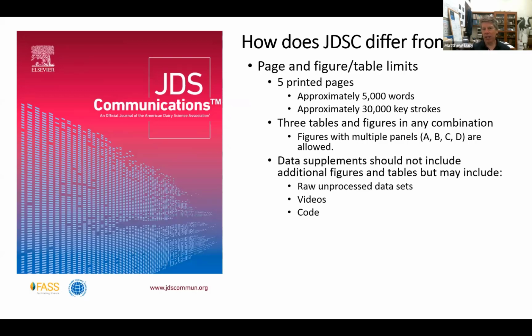But for JDS Communications, we only allow 5 printed pages, and this works out to about 5,000 words, or better yet, check the number of keystrokes, start to finish, about 30,000 keystrokes. We also only allow 3 tables and figures in any combination. So for example, 2 tables, 1 figure, or 1 table, 2 figures, a total of 3.